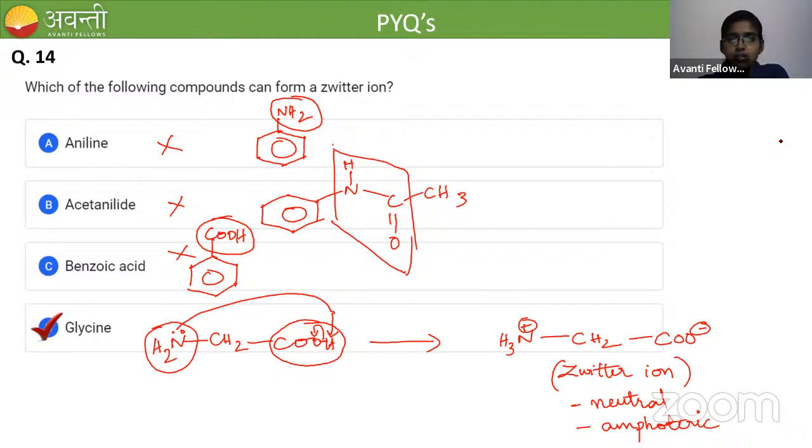Clear for all? If you have any doubt, you can let me know in the chat box. Shall I go with the next question? Question number 15 for today's class.